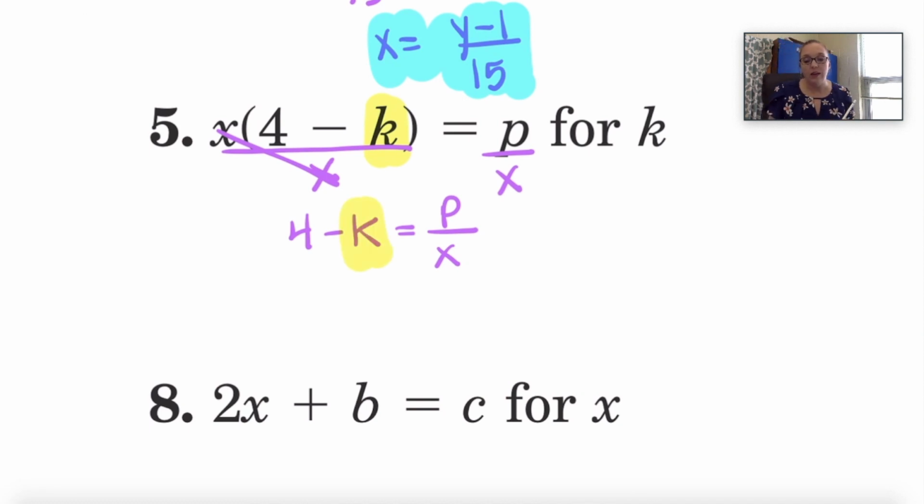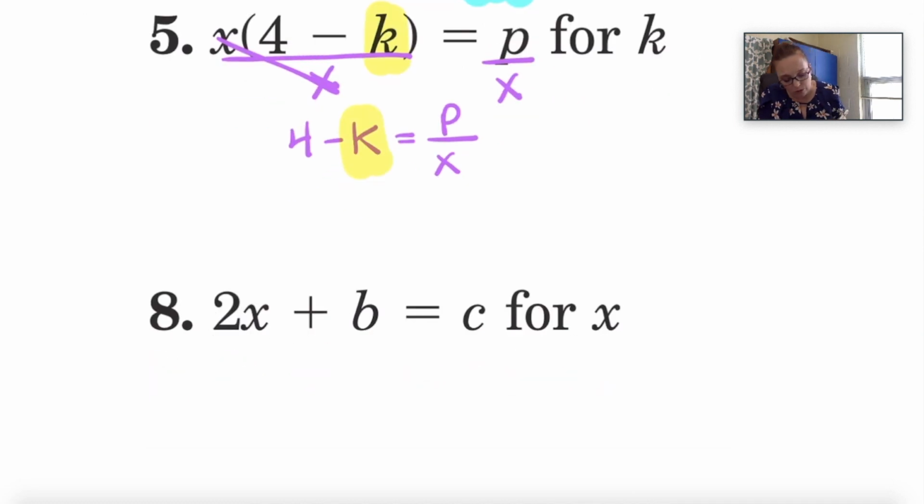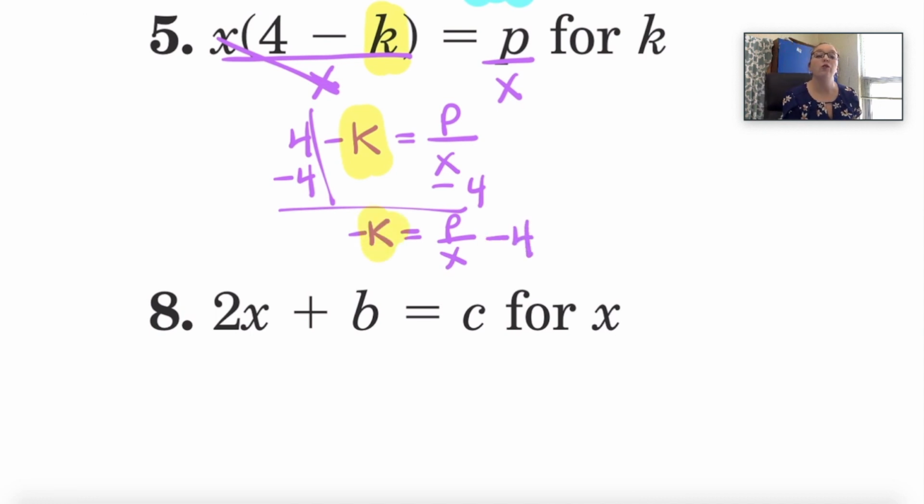Again, I'm solving for k. So how am I going to get rid of that 4? I'm going to have to subtract 4 on both sides. That doesn't leave me with k, it leaves me with negative k equals p over x minus 4. You want just k, not negative k. Negative k is the same as negative 1k. There's more than one way to get rid of that. Probably the easiest way is just to multiply everything through by negative 1. Negative 1 times negative 1k is just plain old k.